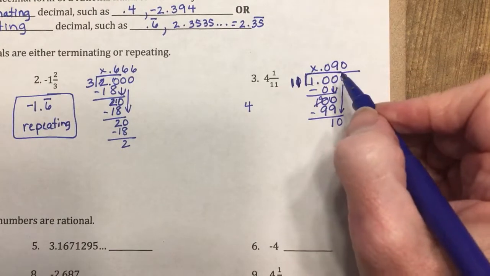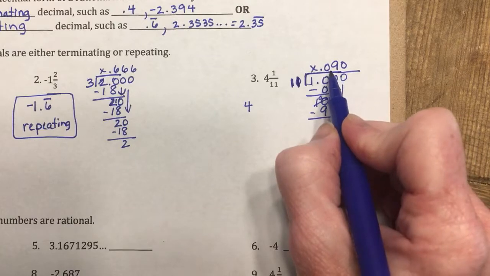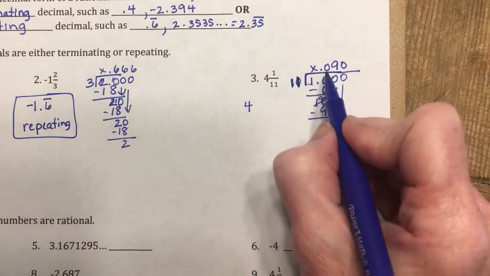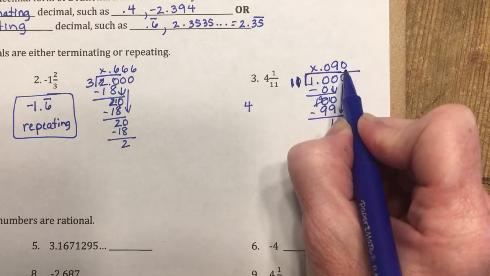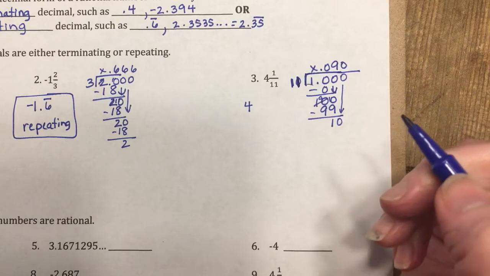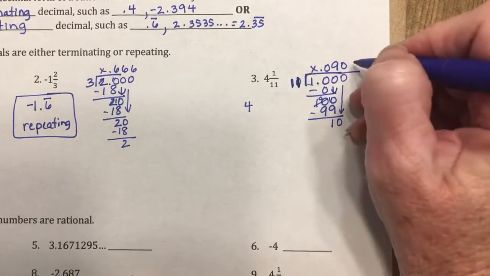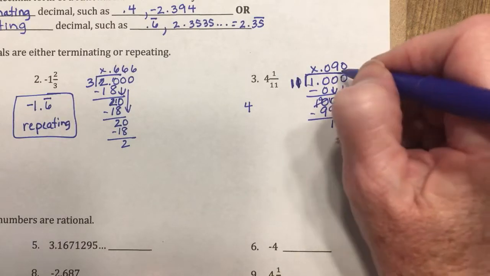Now, remember, we're trying to decide, is it terminating or repeating? It might be repeating, right? Because it's 0.0, it started with a 0, and then it changed to 9, and then it went back to 0. So I'm going to do one more. Even though I tell you to do 3, I'm going to do one more just to be sure. See, if this is a 9, then I can say that this number is repeating 0909.